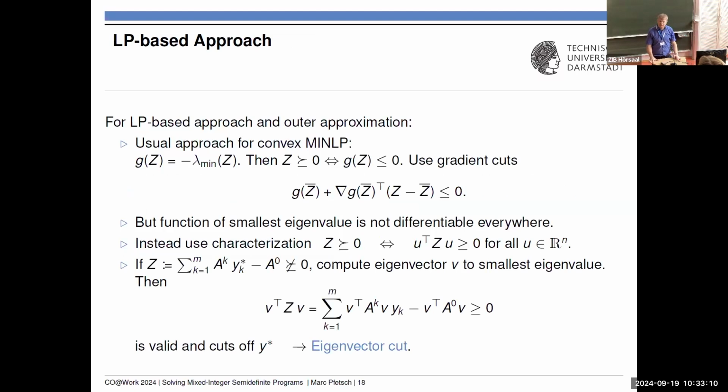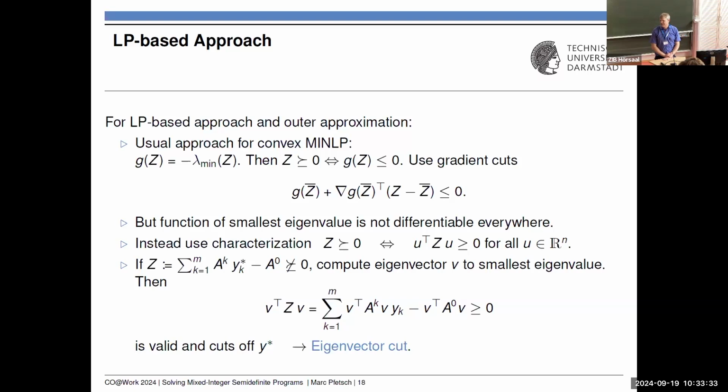Now the second, the LP-based approach. How can we derive a linear relaxation for this non-linear object of positive semi-definite matrices? We can, of course, use the techniques that Xenia introduced. Namely, we can rewrite the whole problem as a convex min-LP, and then apply gradient cuts. So how would this work?